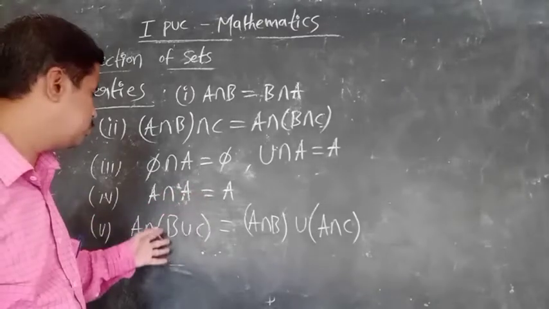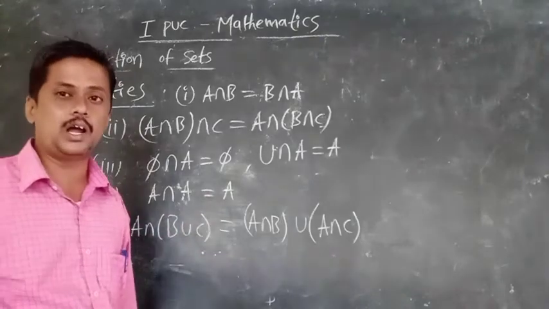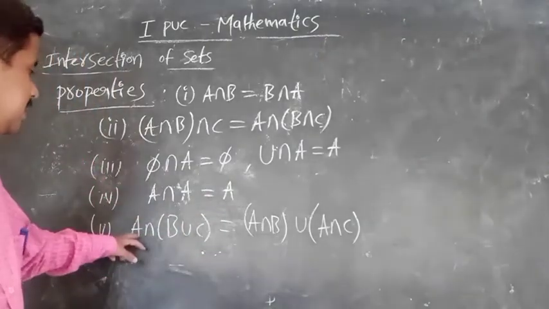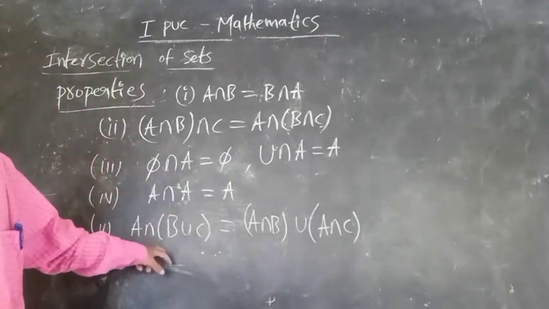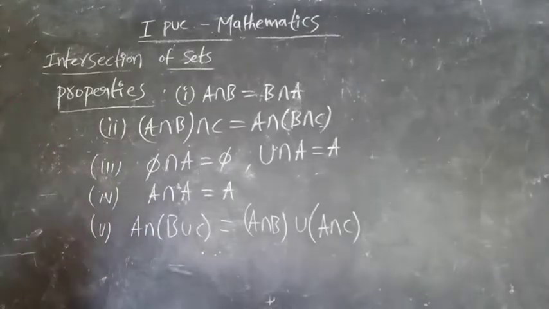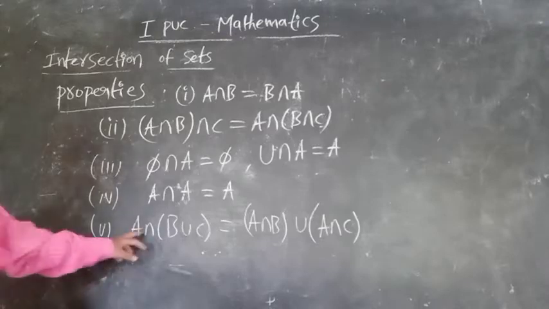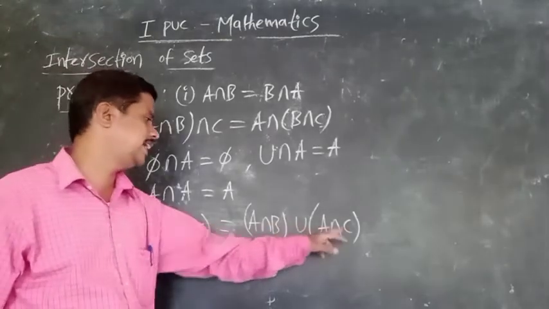Next we will move to the distributive law. This is the distributive law. See, A intersection (B union C) is equal to (A intersection B) union (A intersection C).